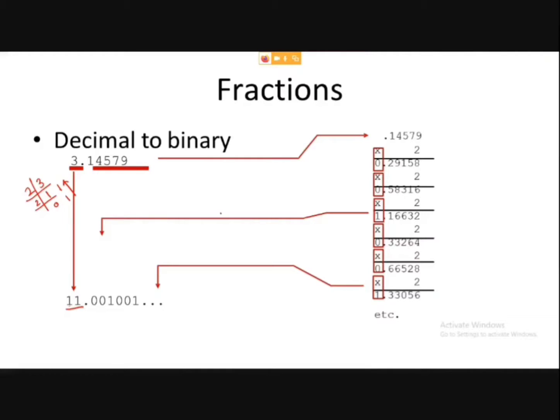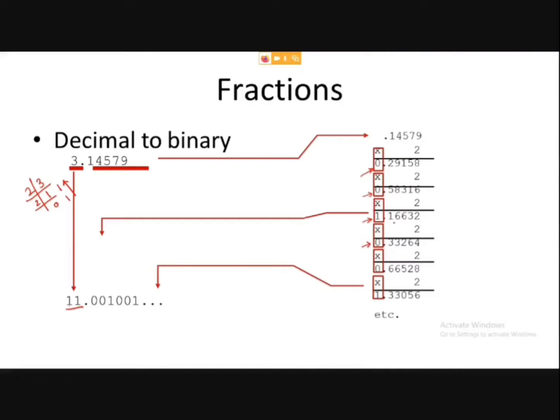And for this .14579, you have to do a separate thing. That means we have to multiply it by 2. .14579 into 2, I get 0.29158, and this 0 is important to me because this will make up my answer. Similarly, I am multiplying the fractional part by 2 again and again and collecting the integer part. In this part also I am getting a 0 as the integer part. In the third stage I am getting a 1. In the fourth stage I am getting a 0.